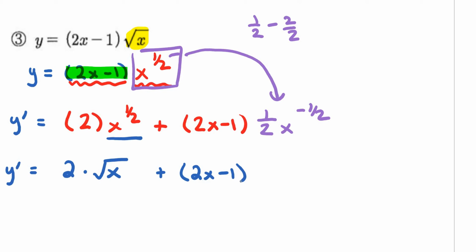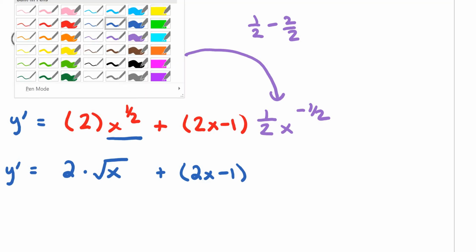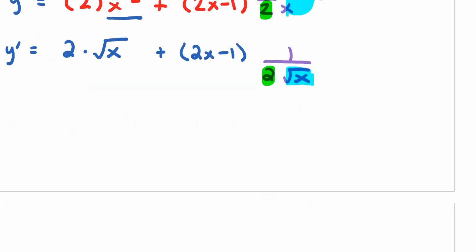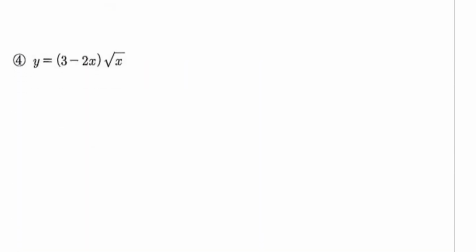And then finally, this next part here in purple, let's just go ahead and simplify this properly. It would be 1 over 2 root x. Okay, so this 2 right here is that 2 right there, and this x to the power of negative 1/2 is that part right there. And that's your final answer for question number 3. Okay, let's move on to question number 4.